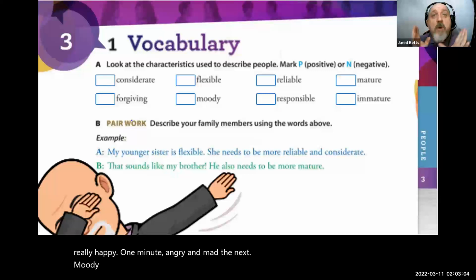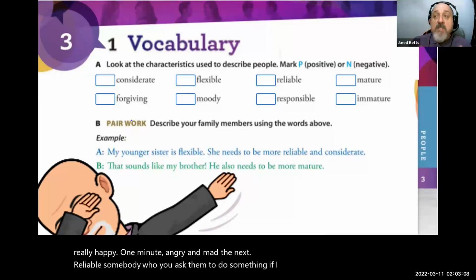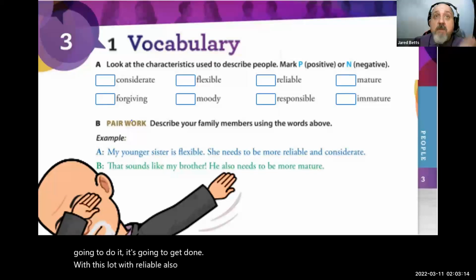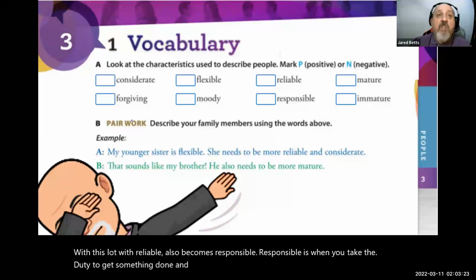Reliable, somebody who you ask them to do something, you know, if I ask you to do this, you say you're going to do it, it's going to get done. With reliable also becomes responsible. Responsible is when you take the duty to get something done and you say, yes, I will make sure this is done.